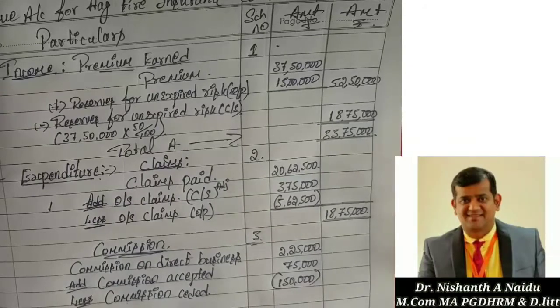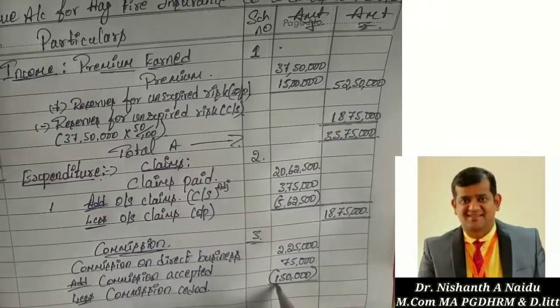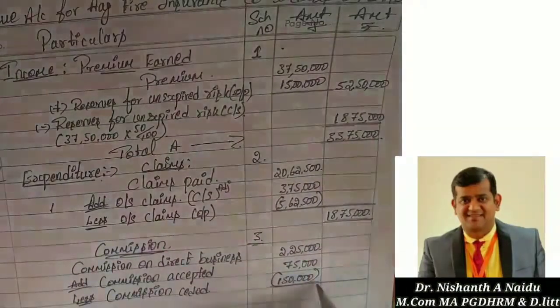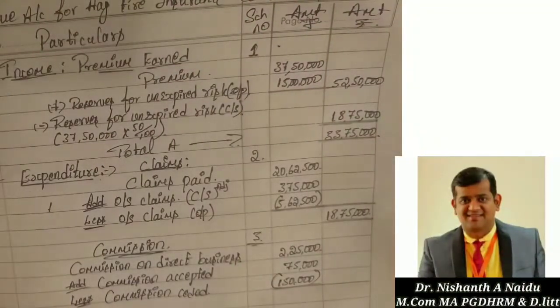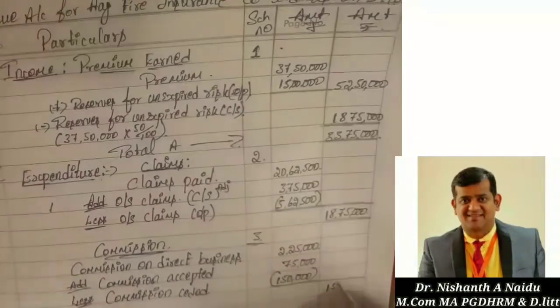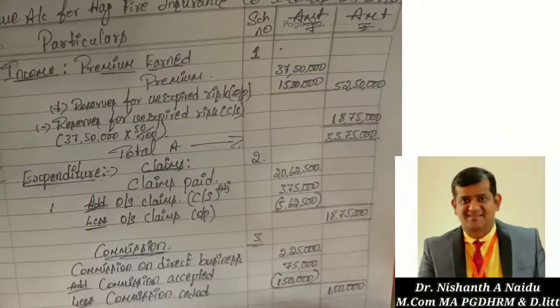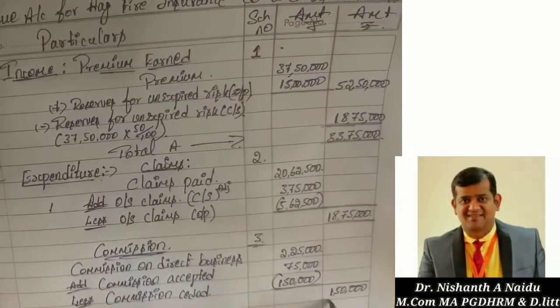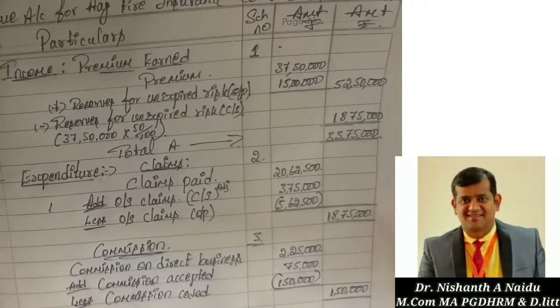So now add, deduct: 2,25,000 plus 75,000, 3 lakh, minus 1,50,000. That comes to 1,50,000 rupees. 1,50,000 is the total of schedule number 3.